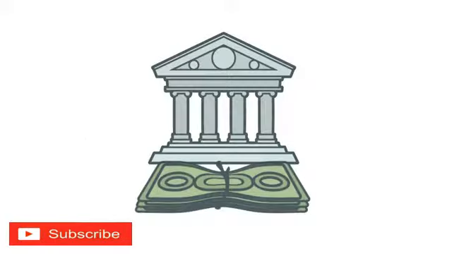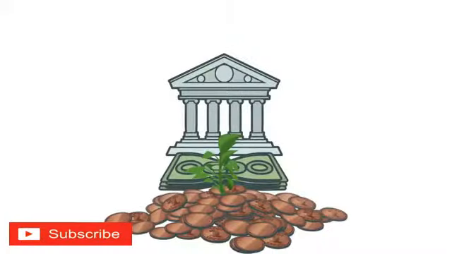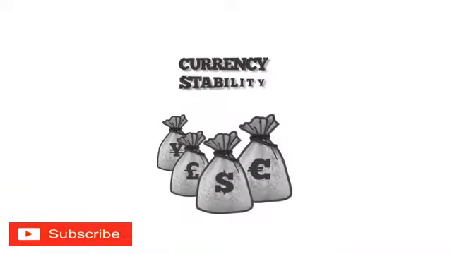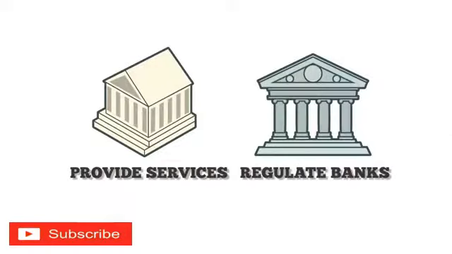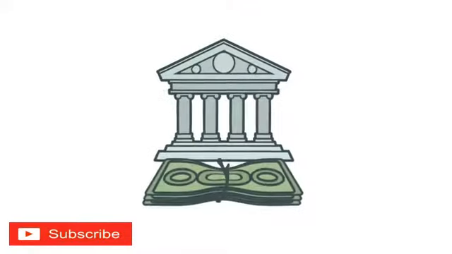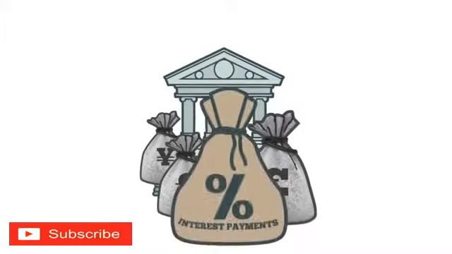Central banks control monetary policy, which means they manipulate liquidity in the financial system to influence the economy. Their actions will determine currency stability, as well as the levels of inflation and employment. They also regulate banks and provide services for a nation's banks and its government. To control monetary policy, central banks issue currency and set interest rates on loans and bonds.